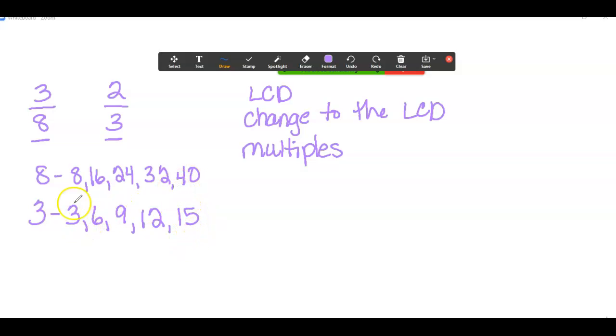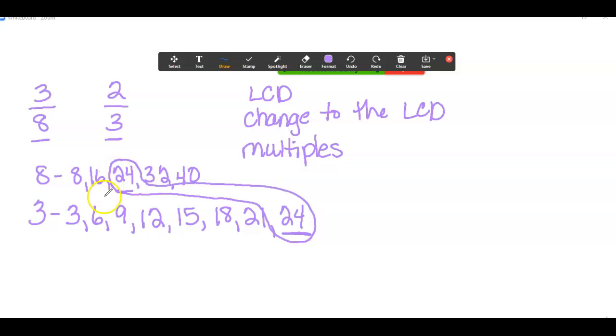Well, I'm looking at my lists and I'm not seeing any that are the same yet. So I think I'm going to continue on a little bit with this 3 because I think the LCD might be 24, but I'm going to double check. So my next multiple would be 18, which is not on the list, and then 21, not on the list, and then 24, and that is on the list. Okay, so 24 is a common multiple between 3 and 8.